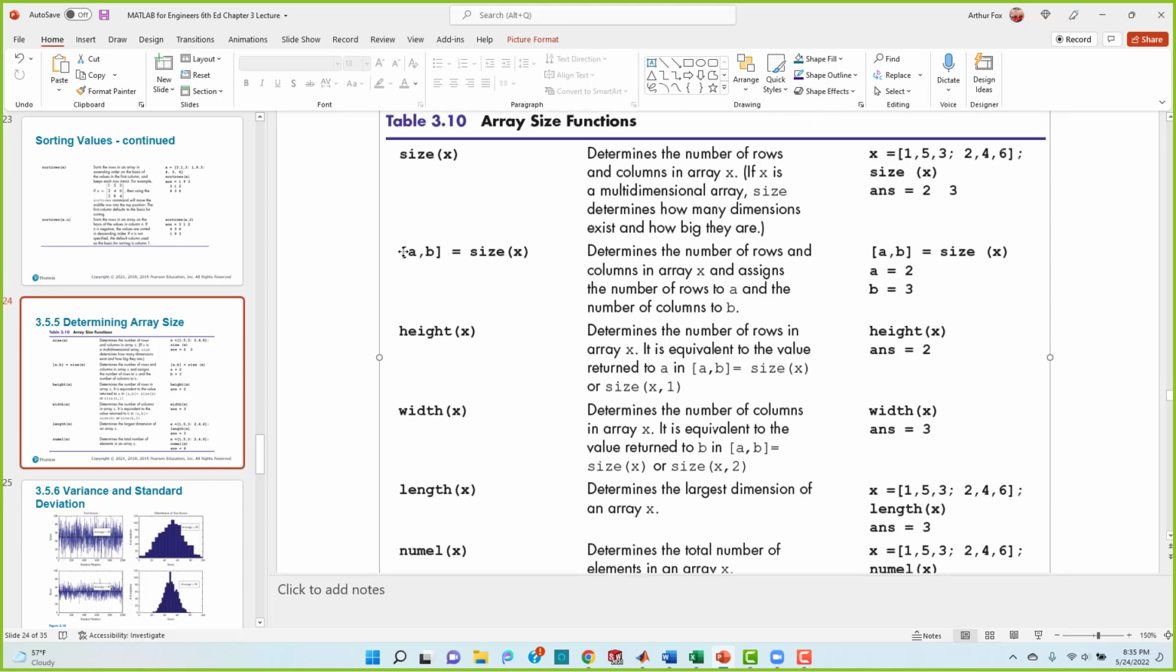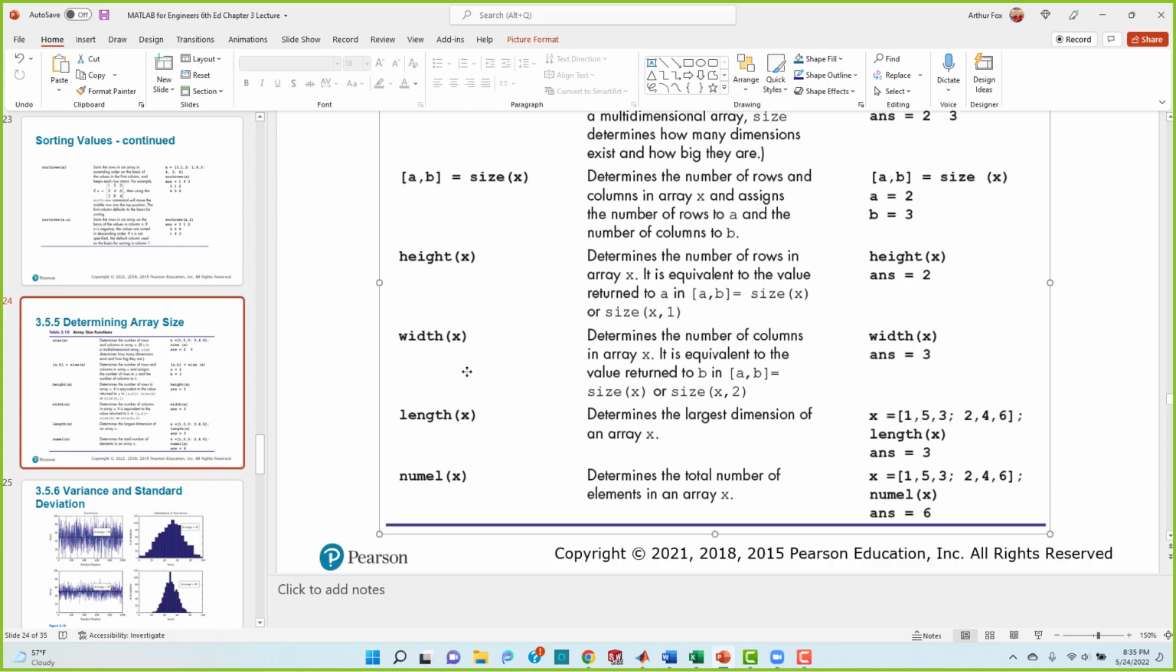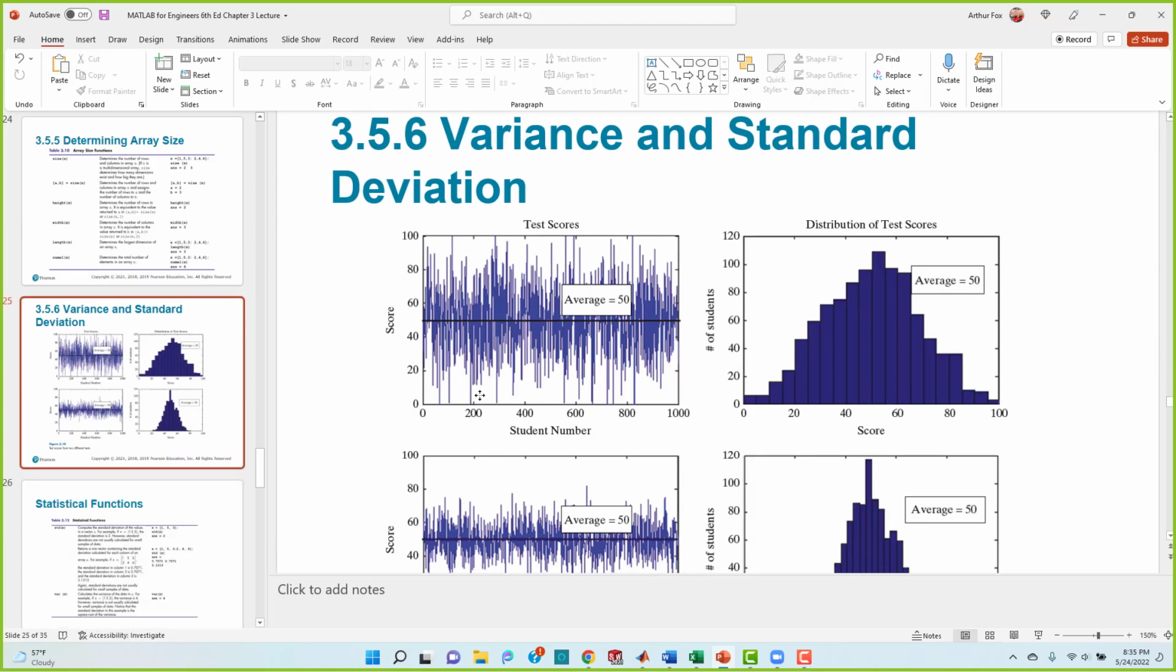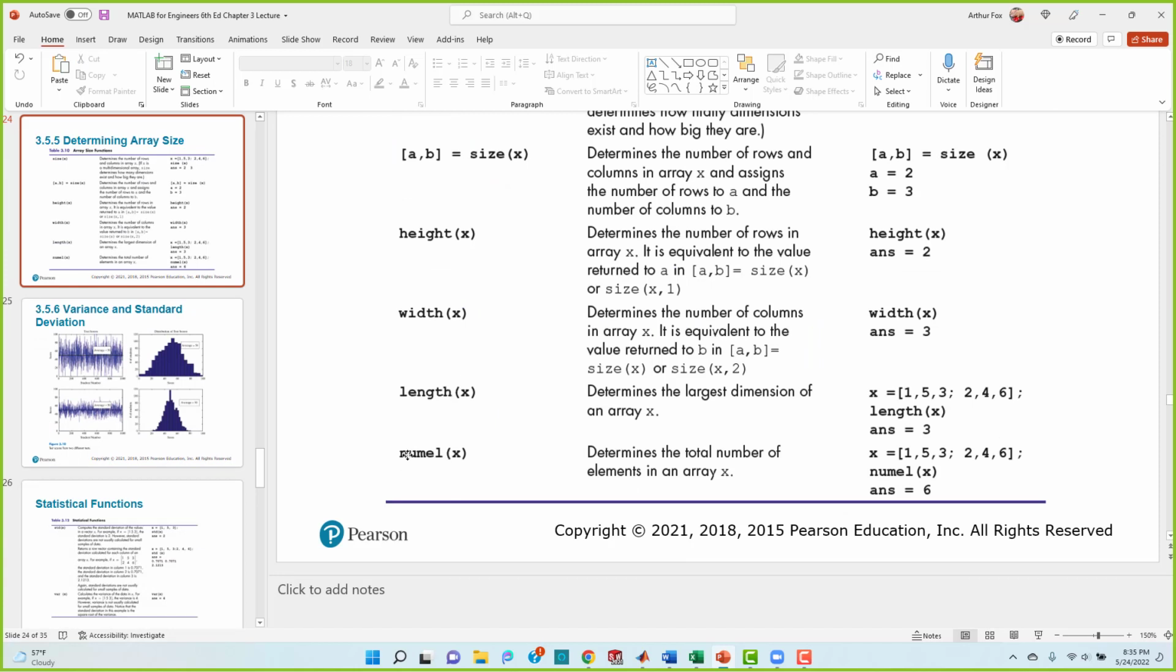Assign it to 2 variables, you'll get the rows and the columns. Height tells you the number of rows, width tells you how many columns, length gives you the largest dimension of the group, and numel is the number of elements within the array or matrix.